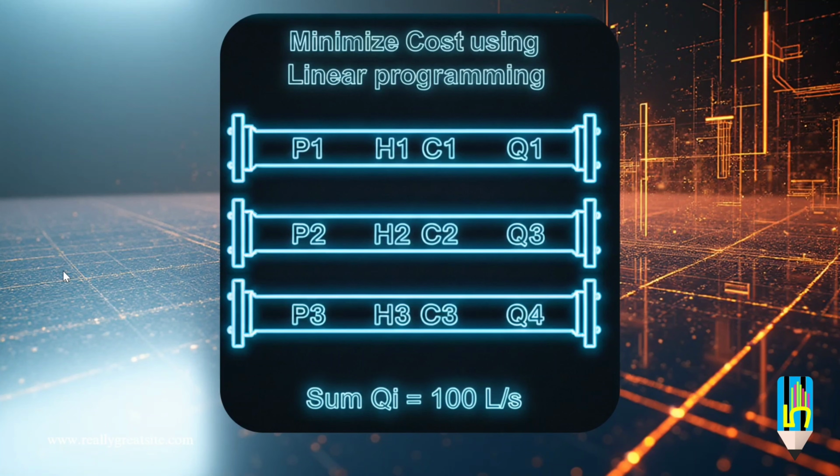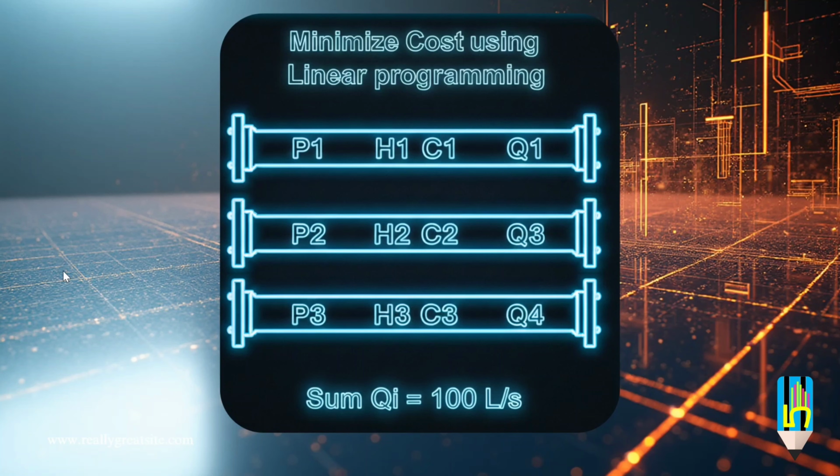So this is the problem for today. Imagine that you have three parallel pipes P1, P2, P3. You need to determine the flow split through them to meet a total demand of 100 liters per second. Your goal is to minimize the pumping cost, where the unit cost of moving the flow through each pipe is a fixed cost.